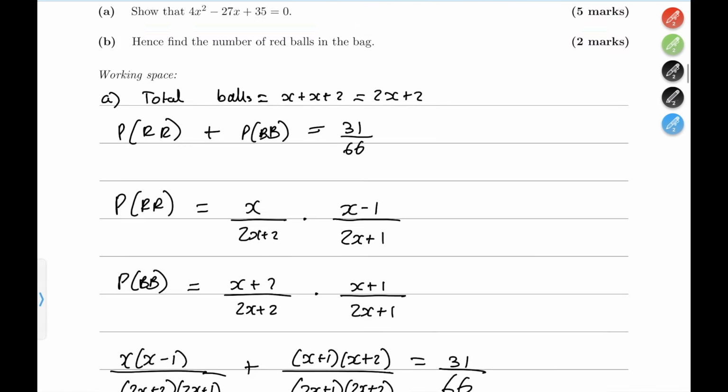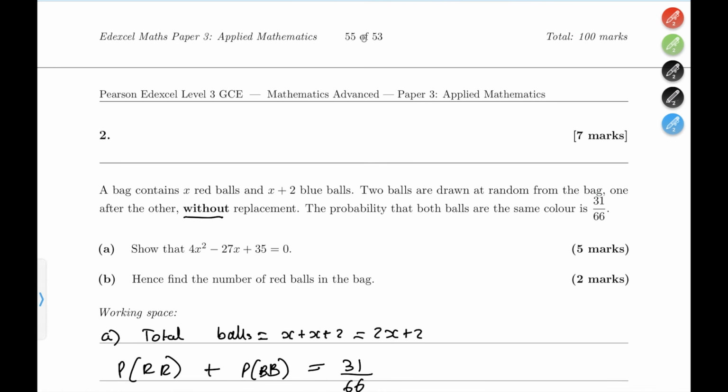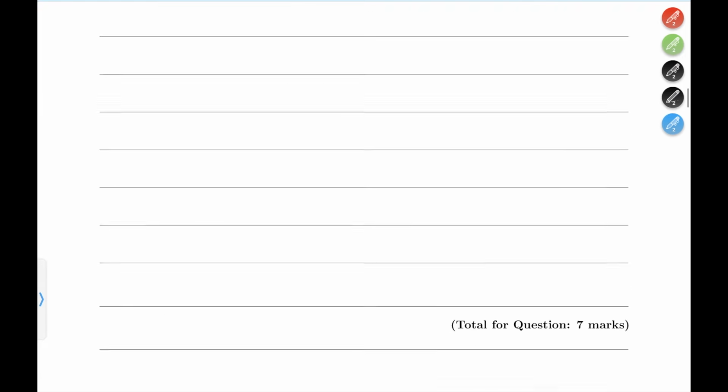So a nice probability question there with some pure algebra implementation in it. And that means that we can now move on to question 3.